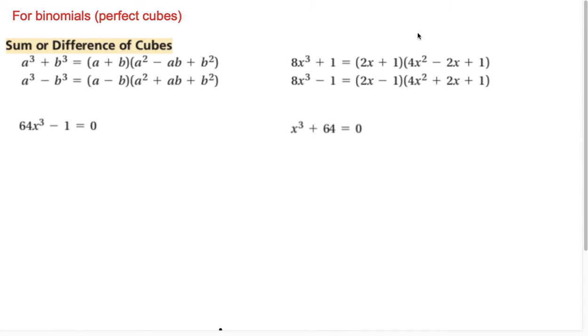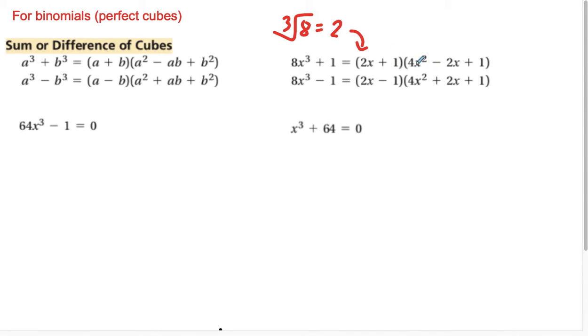All right, let's take a look at my examples. We have 8x cubed plus 1, which is equivalent to, so remember, take the cube root of 8, and that's going to give me 2. So that's why I have a 2x here. Cube root of 1, which is 1. Next, the quadratic term. So we take 2x and we square it. That's why we get 4x squared.